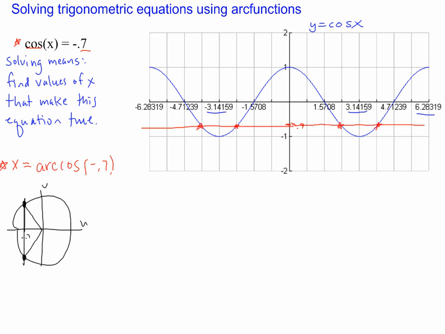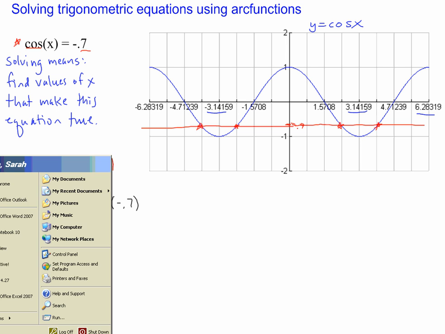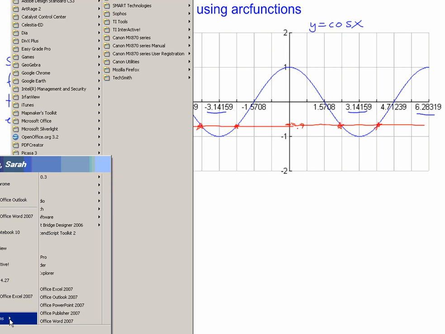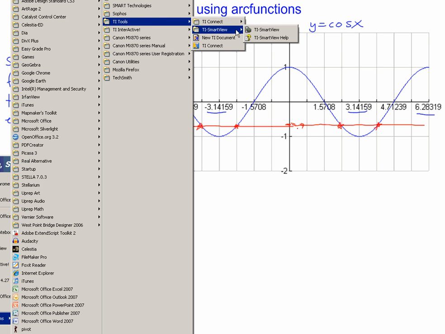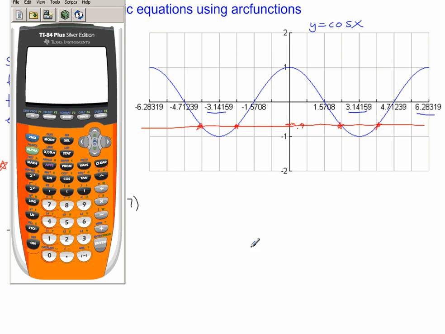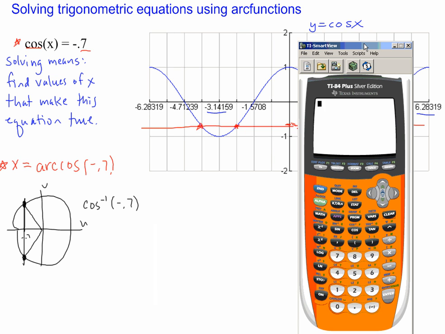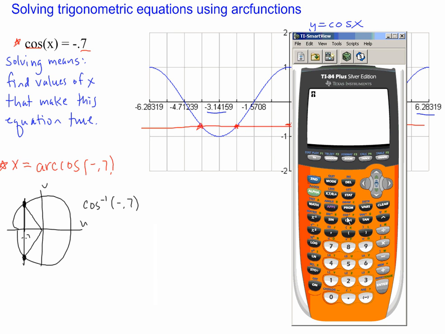I find one of those particular angles by doing inverse cosine of negative 0.7, which I will do right now by pulling up my calculator. Whoa, that's a little slower than I had hoped. Okay, there it is. So inverse cosine of negative 0.7. Oh, that looks like degrees, but I'm in radians, so let me change my mode.